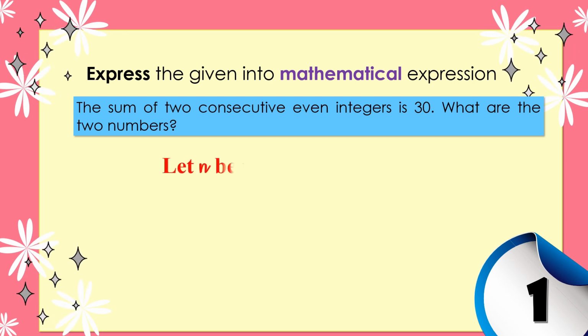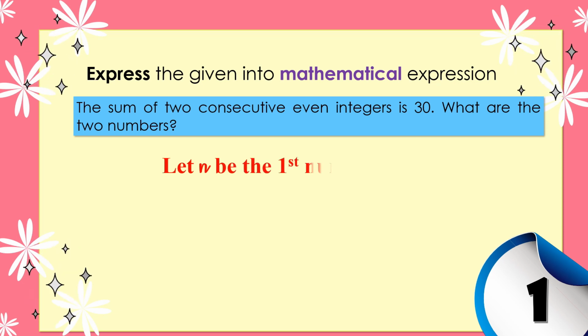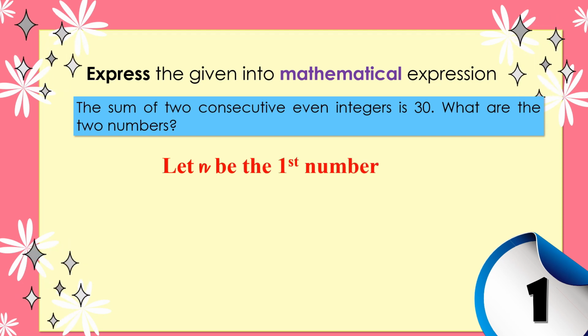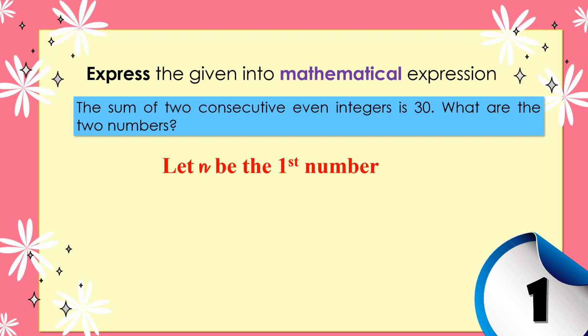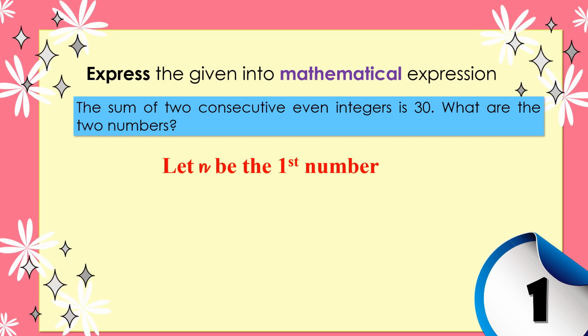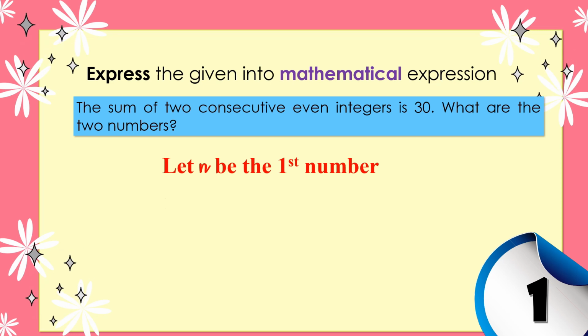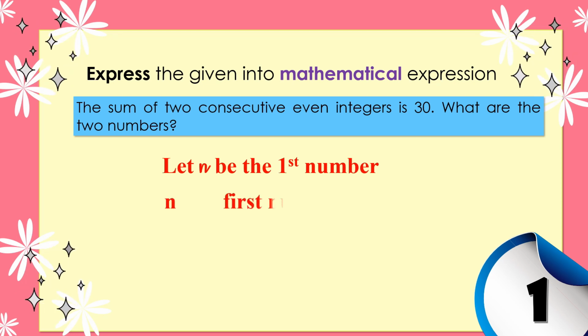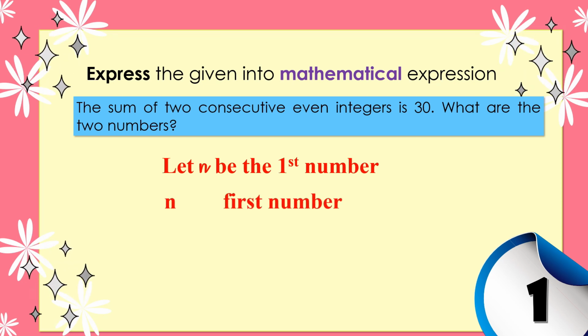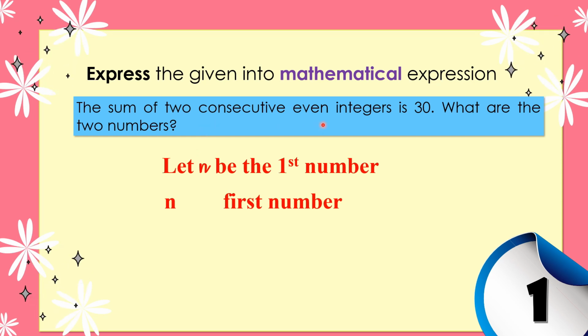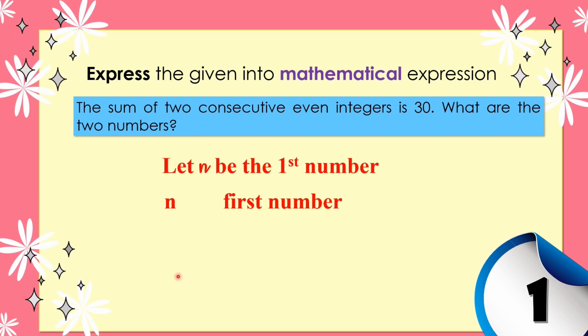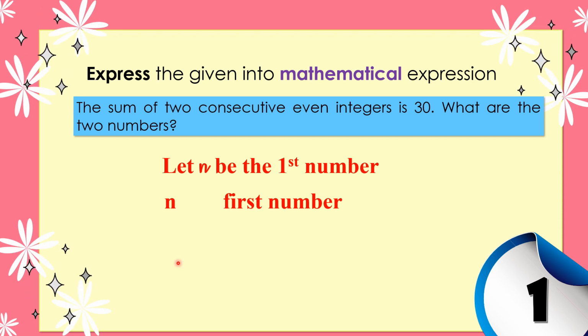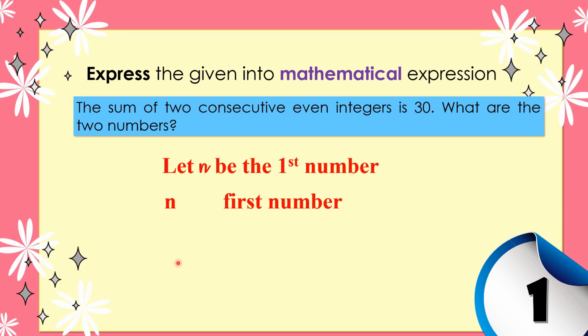Let n be the first number. So, gagamit tayo ng letter to stand for an unknown quantity. So, ang ginamit natin dito is n. So, yung n ang ating magiging first number. Since consecutive even integers sila, ano yung i-add natin dun sa unang number para makuha natin yung kasunod?